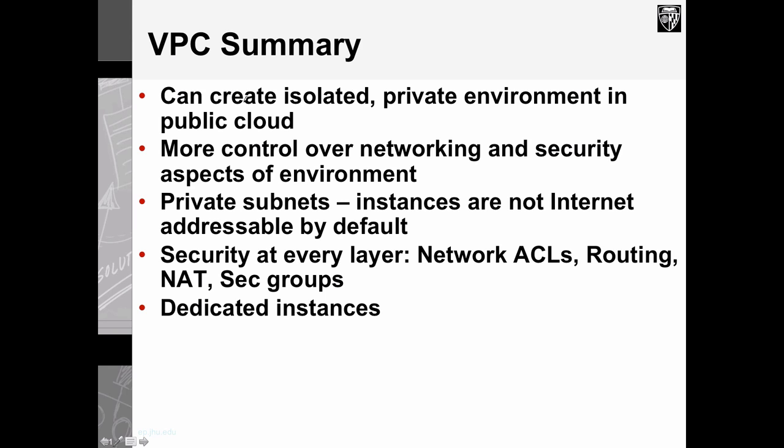In summary, we learned that using VPC, we can create an isolated private environment in the public cloud. We have more control over our networking and security aspects in this environment. We are allowed to create private subnets, with instances that are not internet addressable by default. We can create public subnets for the services that need to be exposed to the internet. And as we learned, there are several security mechanisms or security tools at our disposal, such as network access control, routing tables, NAT devices, and the security groups that we used in the previous sections. In addition to that, we can use dedicated instances to further secure our environment.